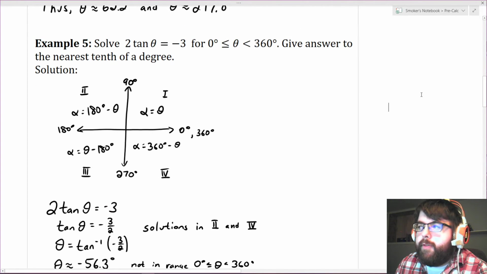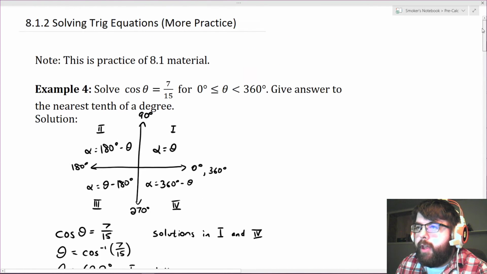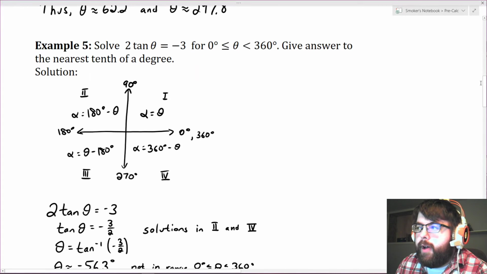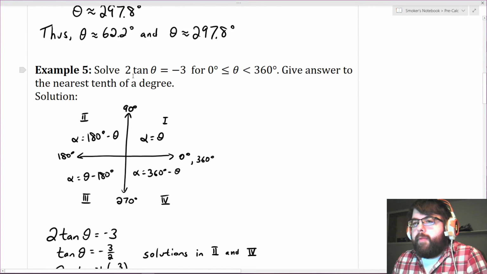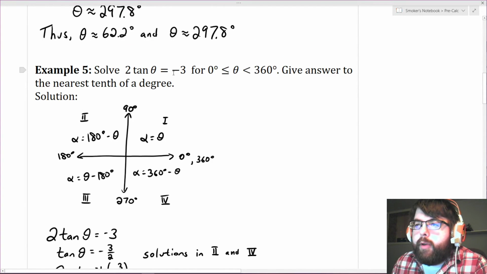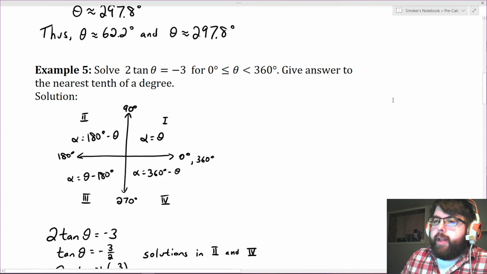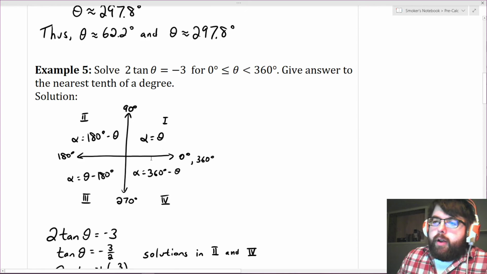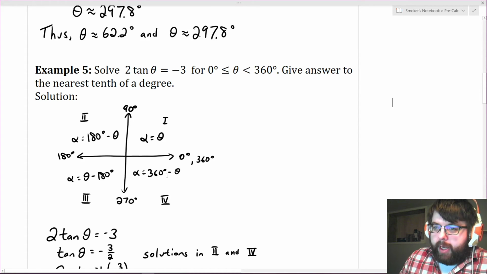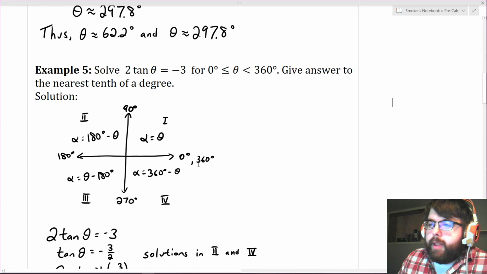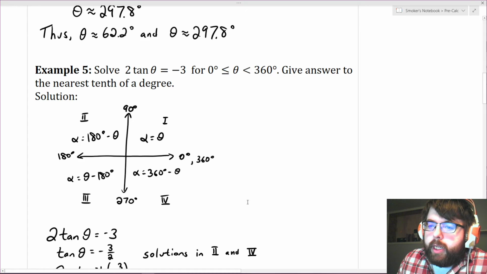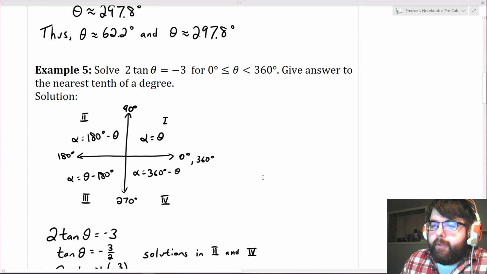So example 5. We did example 4 in the last video, and I'm going to do example 5 now. Example 5 is another degree problem: 2 tan theta equals -3 between 0 and 360. It's going to be the same reference angle formulas here. This will change only when it's radians instead of degrees, and we will see that in the next example. I'll have a couple of radian problems after this.